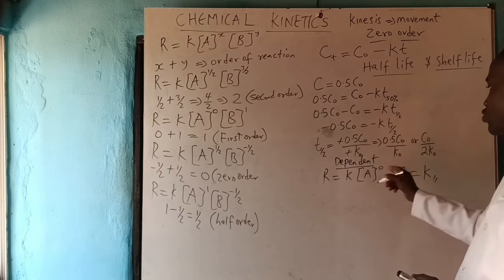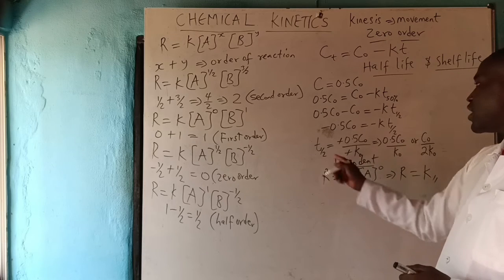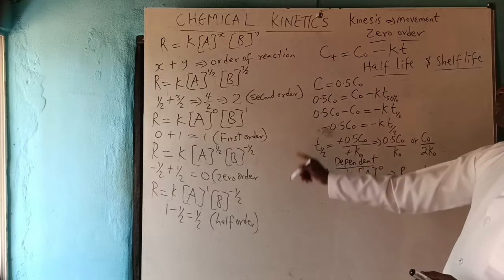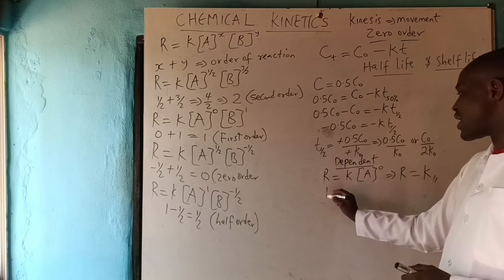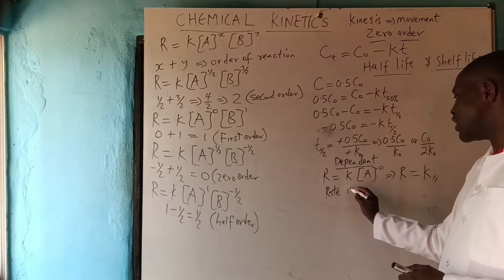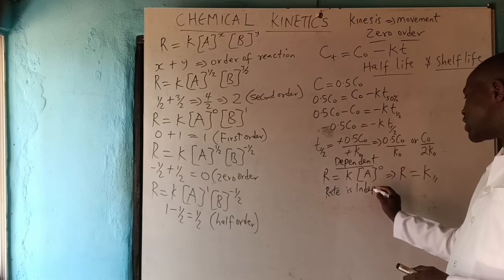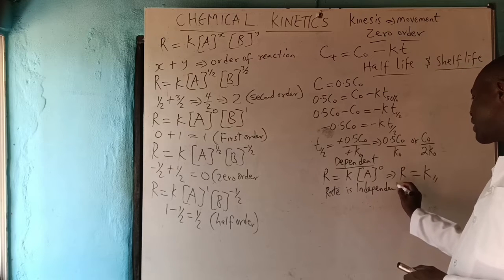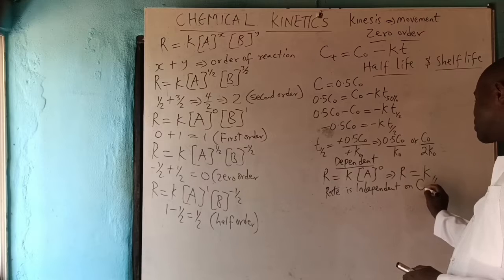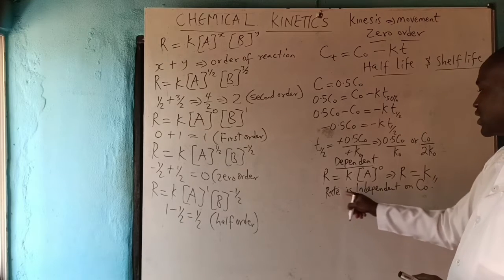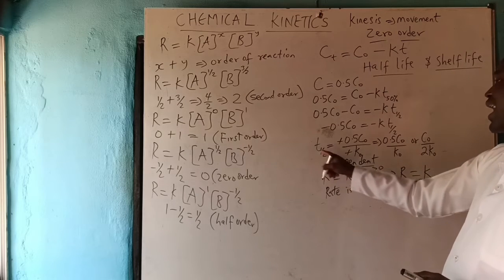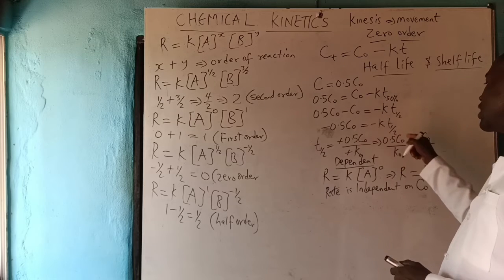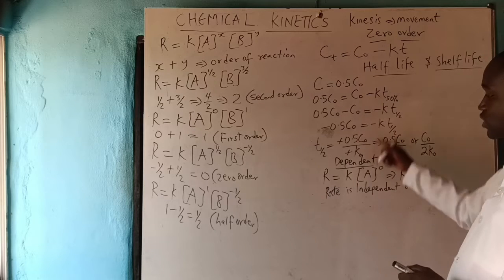Now, please note these two points. The half-life of a zero order reaction is dependent on initial concentration, whereas the rate of a zero order reaction is independent of initial concentration. Rate is independent of initial concentration. Half-life is dependent on initial concentration. Please be able to differentiate these two.